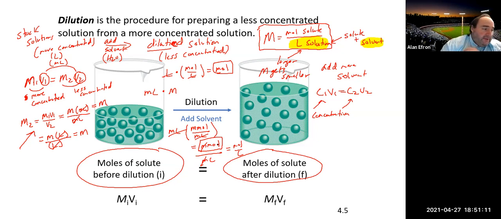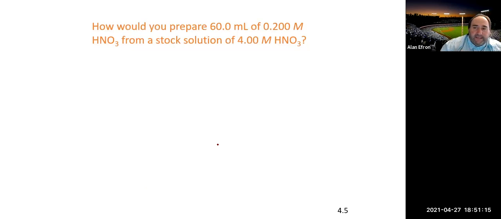Okay. So why don't we try one here to finish up: how would we prepare 60 milliliters of a 0.2 molar nitric acid solution from a stock solution of 4 molar nitric acid? So why don't you take a second here and think about what you would come up with. Then let's take a look at this.